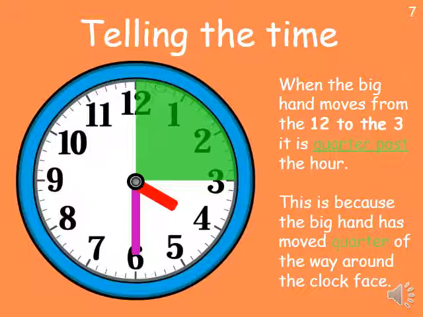And also, when the big hand moves from the 12 to the 3, it is quarter past the hour. This is because the big hand has moved a quarter of the way around the clock face. Take a look at the green color. That is the first quarter. So we have to say quarter past.